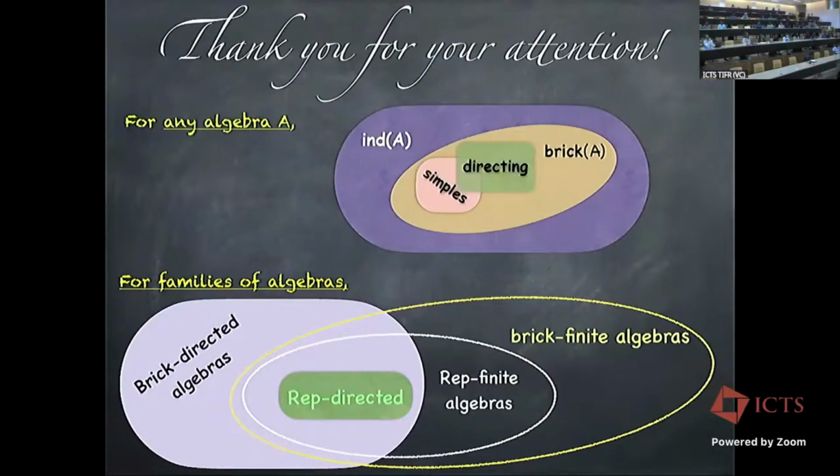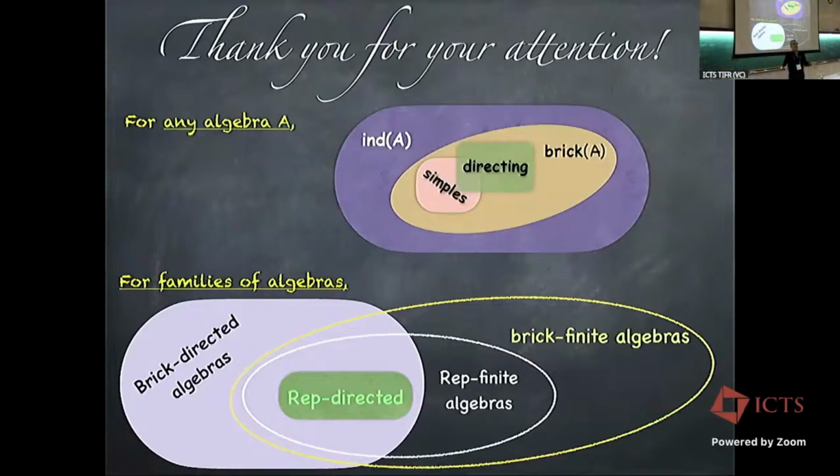Are there any comments or questions? You can construct brick-directed algebra of your arbitrary global dimension. Hereditary, global dimension 1, 2, 3, infinite. You can construct it explicitly. So that's another freedom that comes with it.